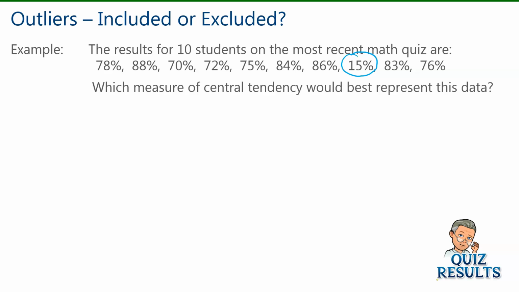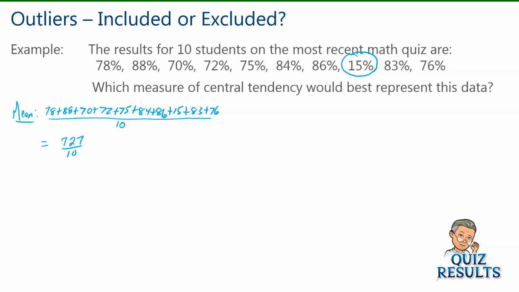Let's determine then the three measures of central tendency: the mean, the median, and the mode. The mean. We're adding our data values: 78, 88, 70, 72, 75, 84, 86, put in the 15, an 83, and a 76. These were the grades for 10 students in the class, so we divide by 10. When we add all of the quiz scores, we get 727 divided by 10. That will give us 72.7%. That would be the calculation for the mean average.